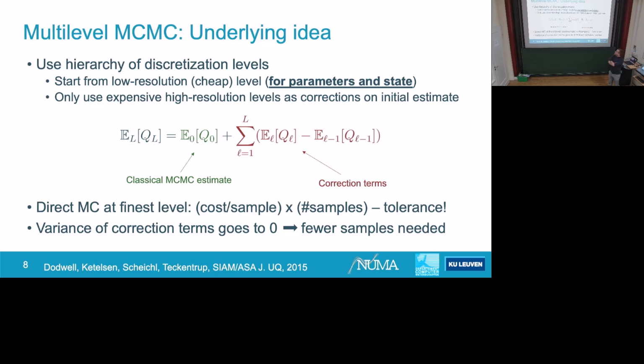In multilevel Markov chain Monte Carlo, which you've also already seen yesterday, there is an issue with direct Monte Carlo at the finest level. Suppose we have a finite element discretization. This gives us the cost per sample. And then you have the length of the chain. This gives you the number of samples that you need.